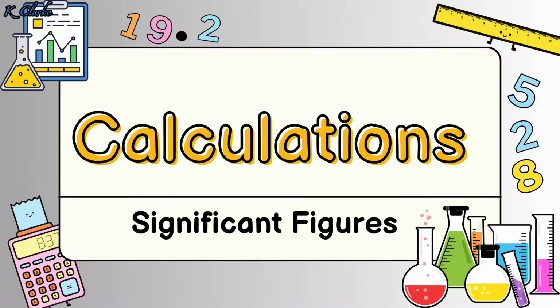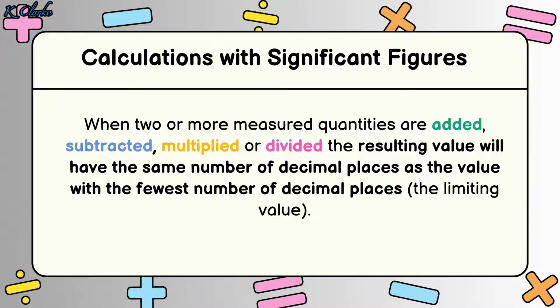The last section, calculations with significant figures. When two or more measured quantities are added, subtracted, multiplied, or divided, the resulting value will have the same number of decimal places as the value with the fewest number of decimal places, which is the limiting value.